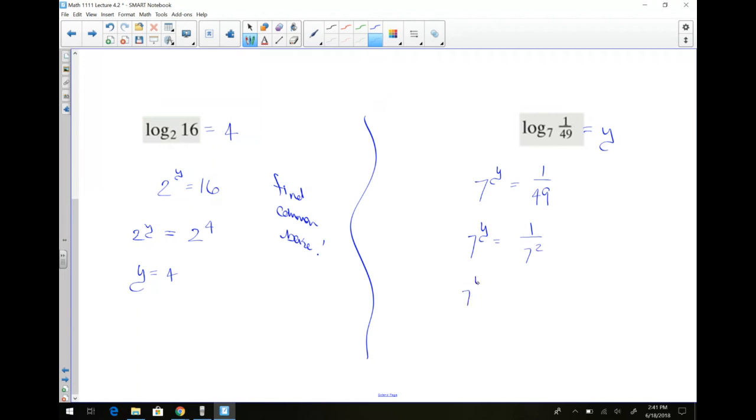Okay, so I have 7 to the y equals, and if I move this from the denominator to the numerator, remember that it changes the sign of only the exponent. So you have 7 to the negative 2. So we have y equals negative 2. And so that means I can go over here and erase this y and say, hey, log base 7 of 1/49 is actually negative 2.